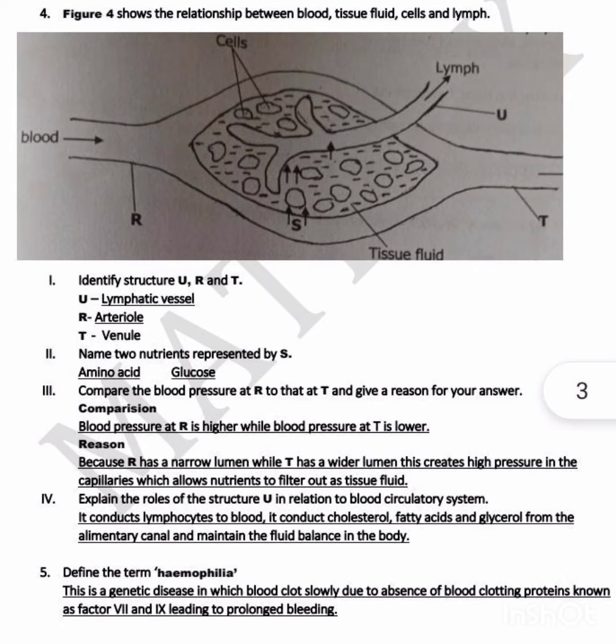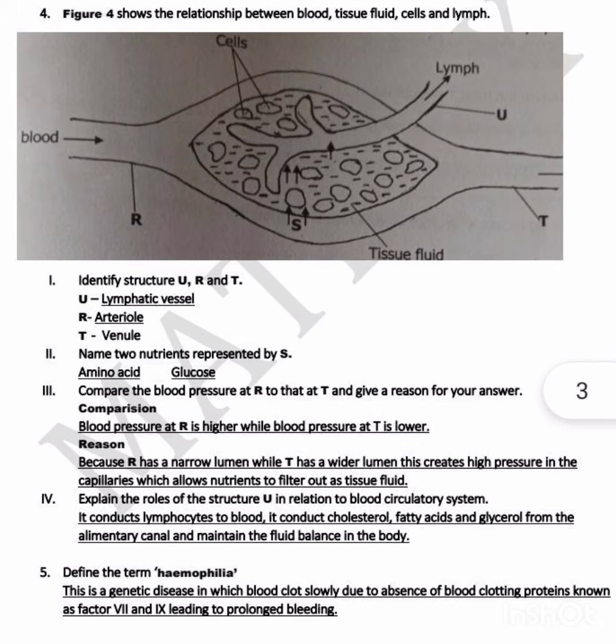Reason: now they want us to give a reason why we are saying the blood pressure at R is higher while blood pressure at T is lower. So the reason is because R has a narrow or small lumen while T has a bigger or wider lumen. Now this increases high pressure in capillaries, which allows nutrients to filter out as tissue fluid.